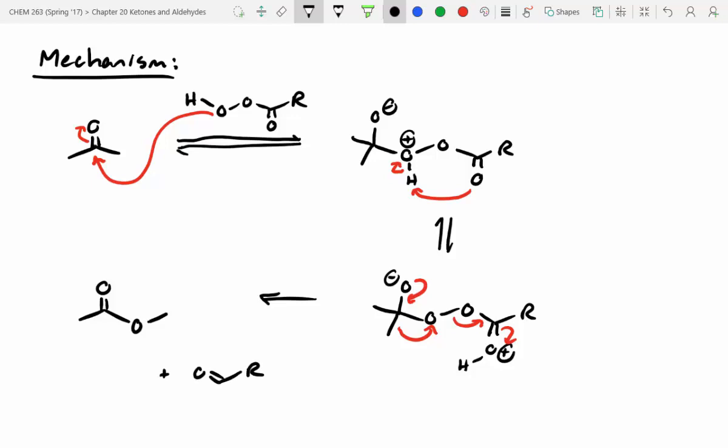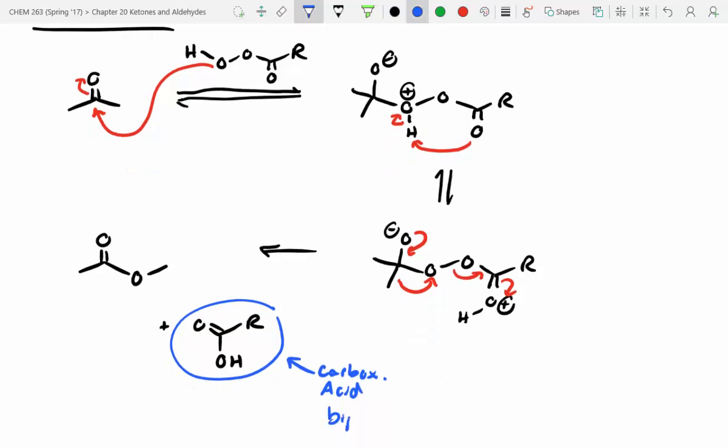And then if we follow our other half, we've now made a carboxylic acid. So this is our carboxylic acid byproduct. The thing that confuses people is really this entire group is migrating over to the oxygen. So it's basically called an alkyl shift or an alkyl migration, depending on who you ask.